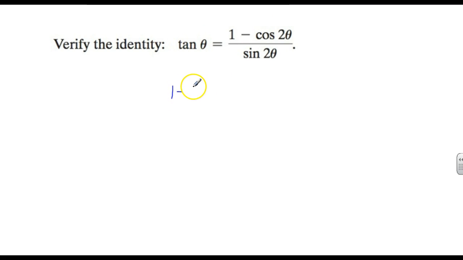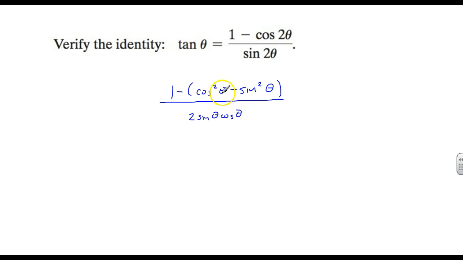Now one option I have here is using cosine squared theta minus sine squared theta. I can use basically any of them. But down below, sine 2 theta, that's 2 sine theta cosine theta. Now, I have all these options for cosine squared minus sine squared.